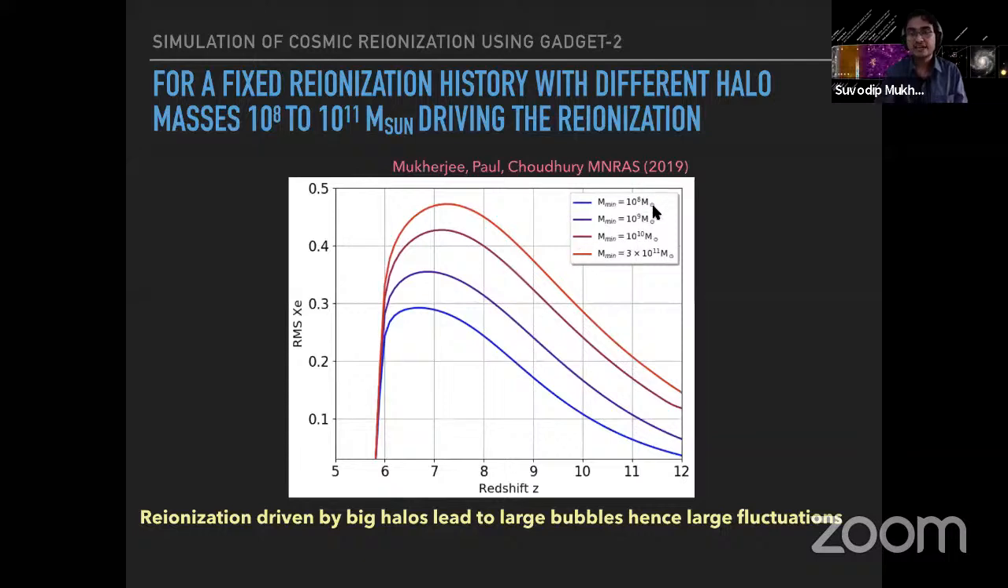If the reionization is driven by lower halo masses, something like 10⁸ solar mass, just like the blue curve over here, you can see that you can get about a factor of 1.5 to 2 difference in the amplitude of the RMS fluctuation, depending upon whether you go from 10⁸ solar mass to something like 10¹¹ solar mass. So now the question is, what is the imprint of this effect in the CMB polarization and temperature field?